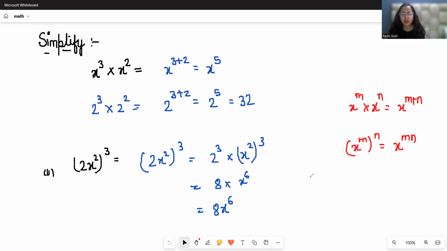I hope it's clear, and there is a homework question for you, that is y power 5 by y power 2 is equal to what? You have to write your answer in the comment box, which exponent rule you have used and what is your answer.